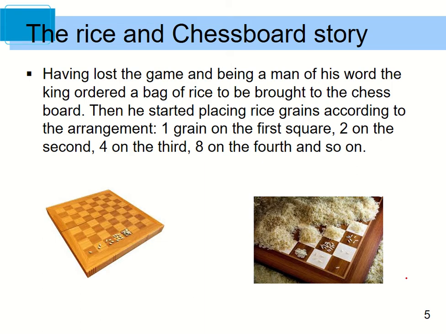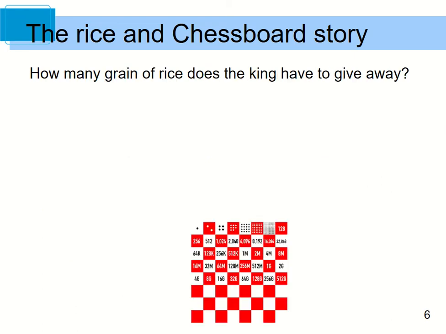So then he ordered a bag of rice to be brought to the chessboard, and he started to place one grain on the square, right? So he put one grain on the first square, two on the second, four on the third, eight on the fourth, and so on. Now, the question is, how many grains of rice does the king have to give away?